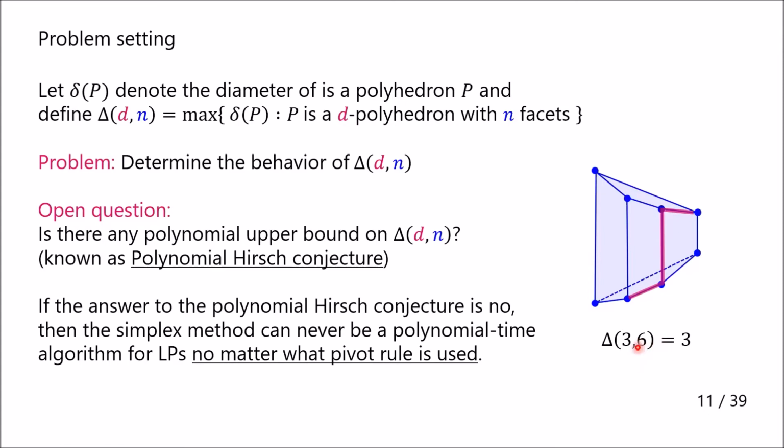And in this context, a major open question is whether there is a polynomial upper bound, which is known as the polynomial Hirsch conjecture. And I'd like to note that if the answer to this conjecture is no, I mean Delta(d,n) is superpolynomial, then the simplex method can never be a polynomial time algorithm, no matter what pivot rule is used.